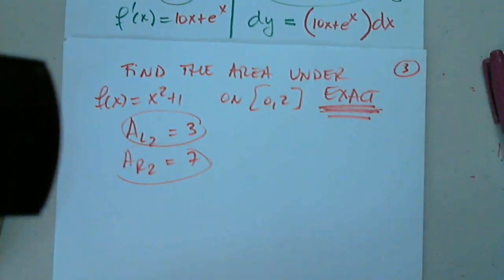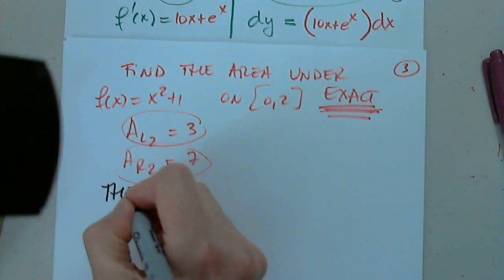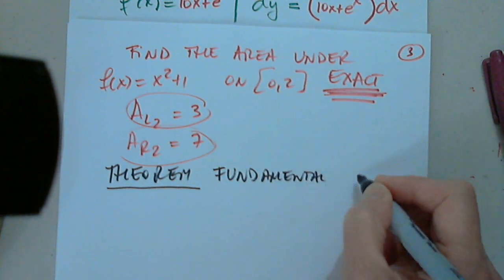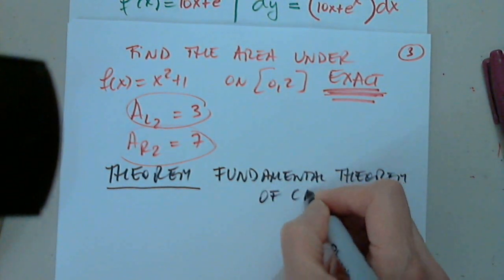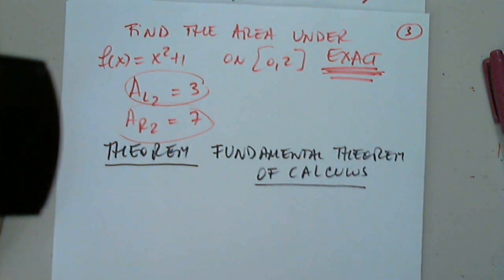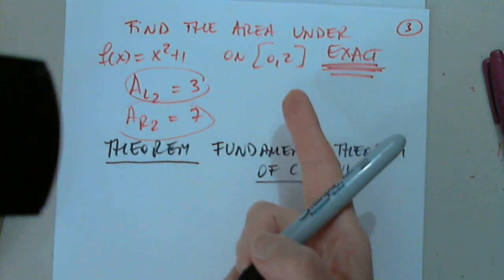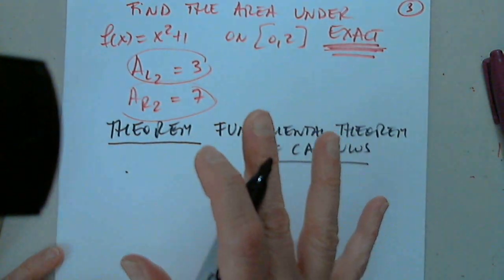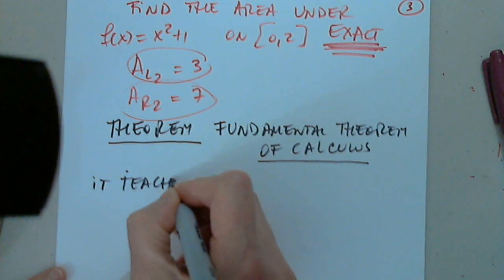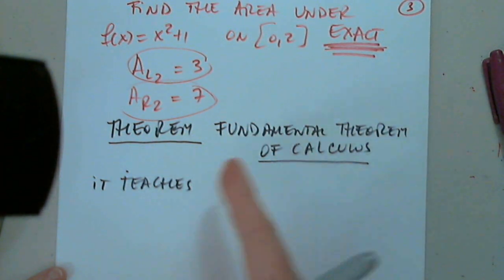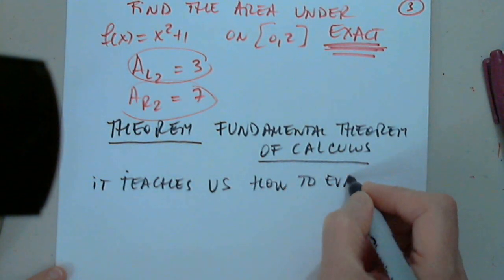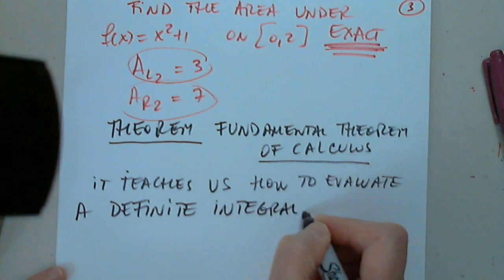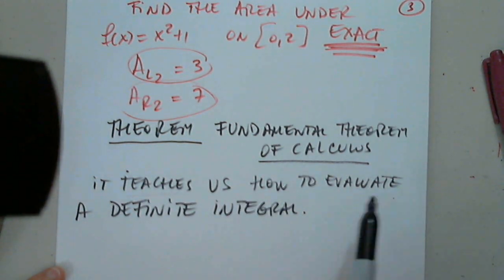Before we attempt that, we have to look at a theorem. The name of the theorem is the Fundamental Theorem of Calculus. It has 2 parts, but here we are only looking at one part of it, the one that we need for this. So what does this say? I'm going to put it in writing first, in words. The fundamental theorem of calculus teaches us how to evaluate a definite integral.